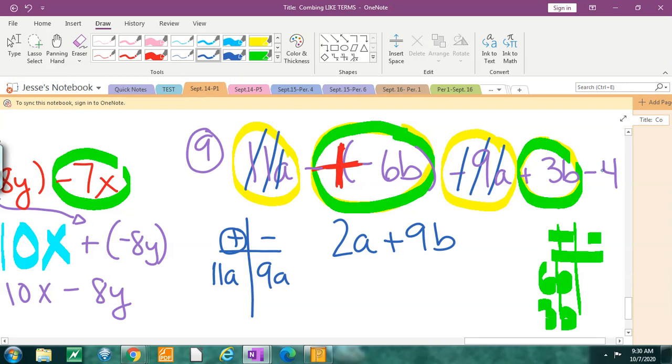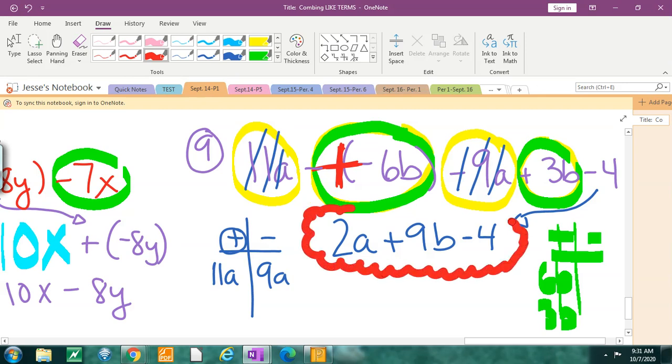But what am I missing? Some of you guys would stop, but what am I missing? Oh, please, I'm the constant. Please don't forget me. Bring them in. Come on, -4. It's okay. Come on, join the family. Oh, thank you. I thought you guys were gonna leave me. The A's and the B's, and now what about me? All right, so there you go. 2A plus 9B minus 4. Cool? If you got it right, that's pretty good.